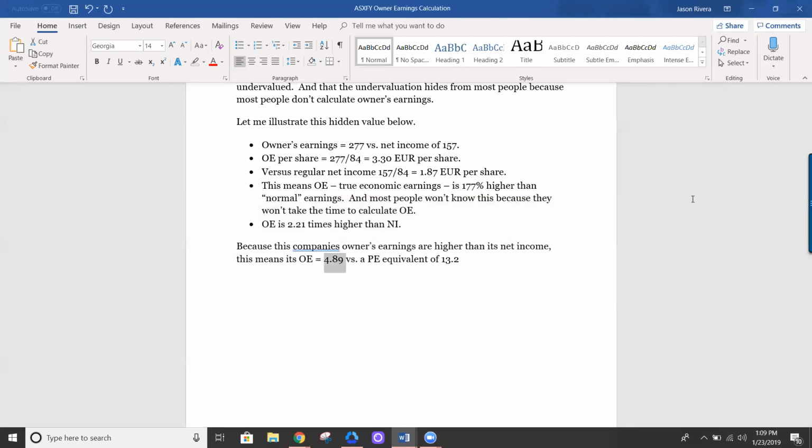Wait, isn't the OE 3.3 per share? No, I'm trying to... Oh, you're trying to invert it, right? Invert it, yeah. When comparing owner's earnings to PE, this is way undervalued again, compared to this number, compared to this number. Okay. And I'm struggling right now to do that.